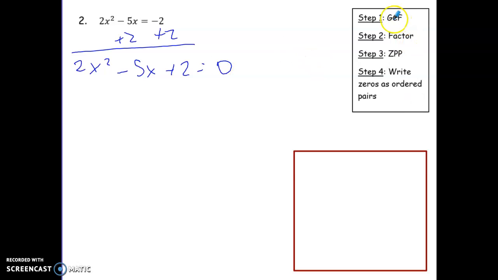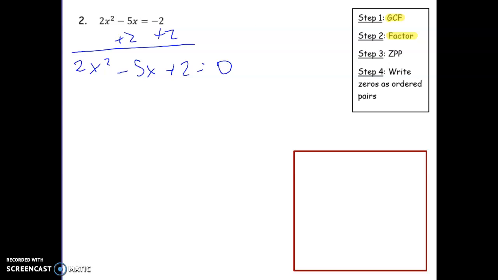Okay, now I can come over here. I need to find the GCF. Well, just like last time, when I look across this, I don't see anything that will go into all 3 of those besides 1, so there's no reason to factor out a 1. Step 2 is to factor. Well, again, I see that I have a trinomial.